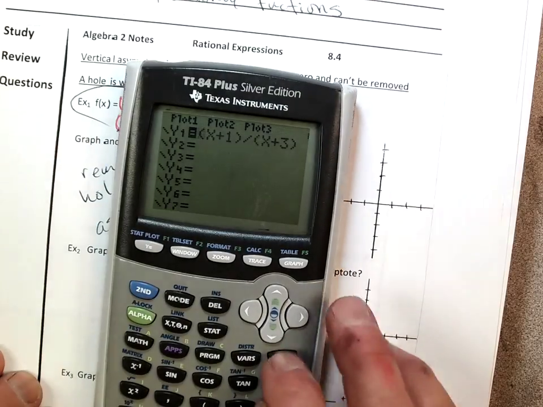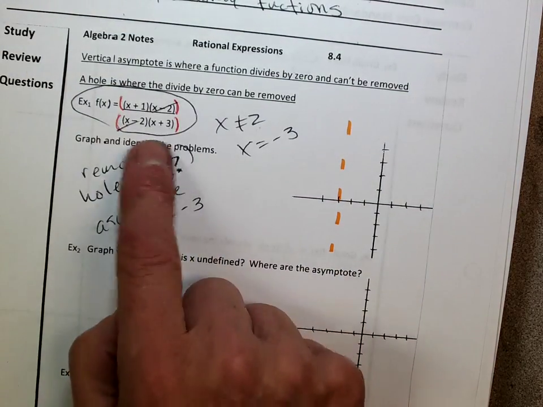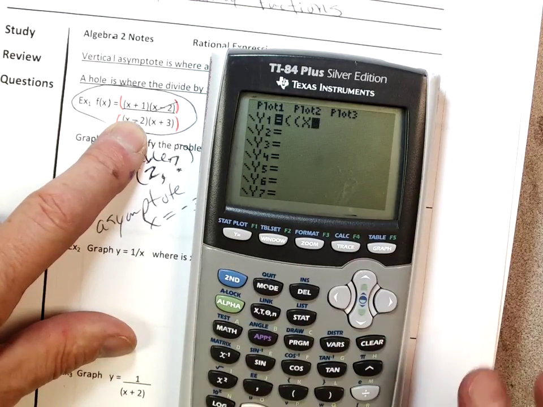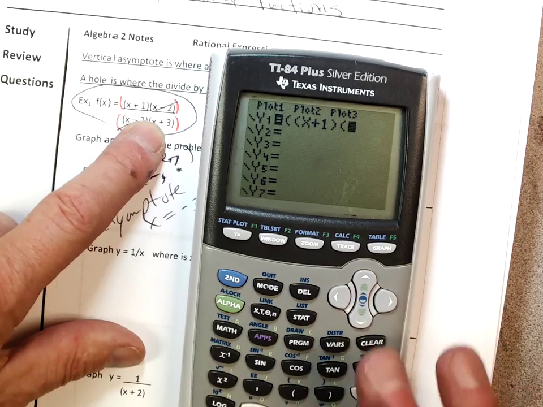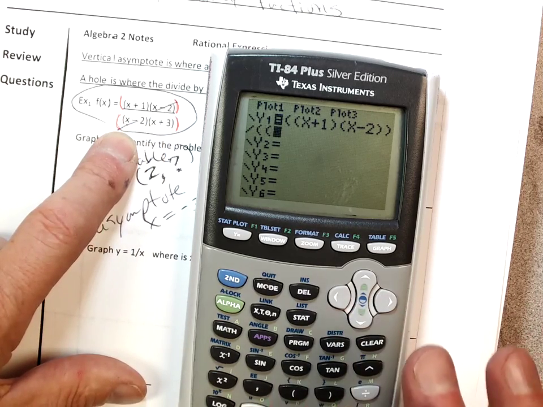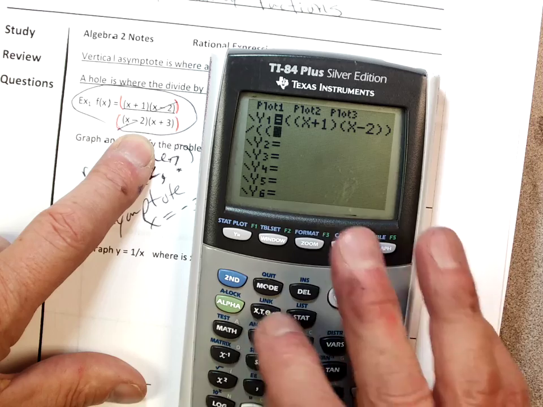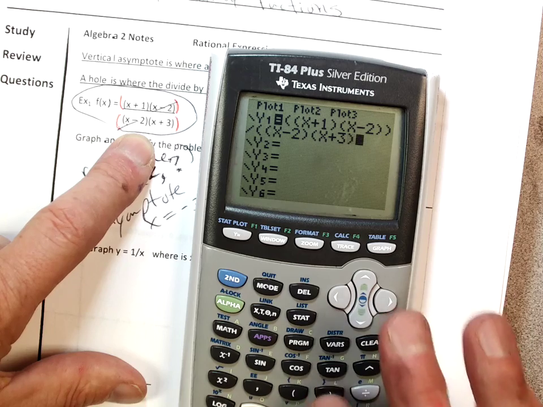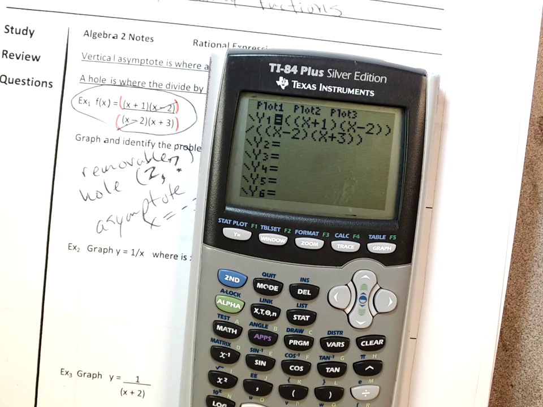Almost. So I want to graph the original. I'm going to go double parentheses, x plus 1, parentheses, x subtract 2, parentheses, divided by, parentheses, I need double parentheses, I'll tell you why in a second, x subtract 2, parentheses, x plus 3, parentheses. So the reason I need the double parentheses is I want to make sure that all of this is divided by all of this, right? If I don't use the double parentheses, then all I'll get is x minus 2 divided by x minus 2. That's all I'll get, okay? Which makes it a different problem, isn't it, okay?